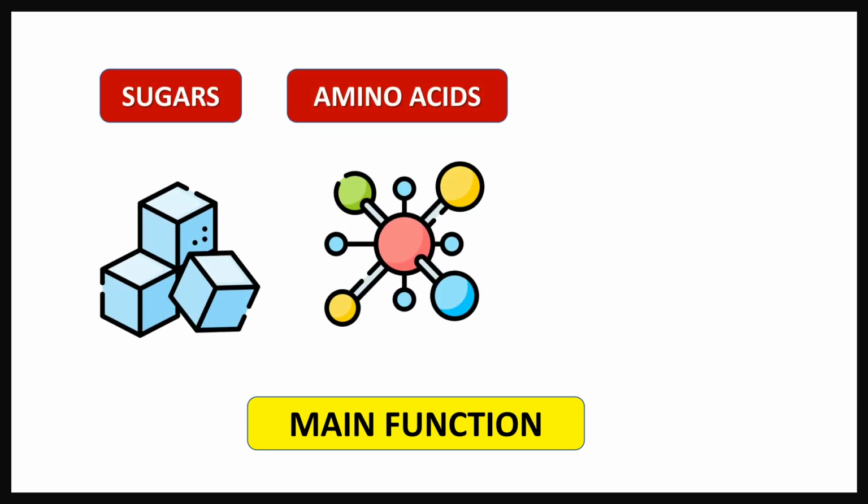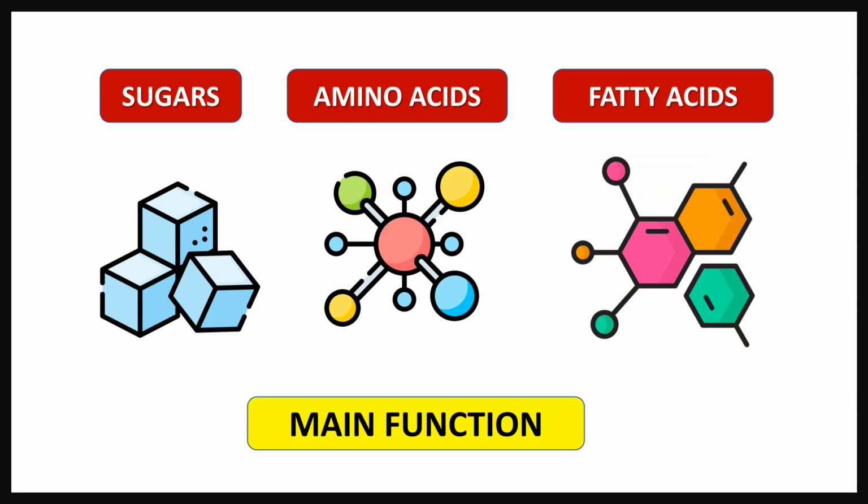Now let's discuss the main function of the jejunum. The main function of the jejunum is absorption of most nutrients like sugars, amino acids and fatty acids. You can remember it as the nutrient absorption zone.